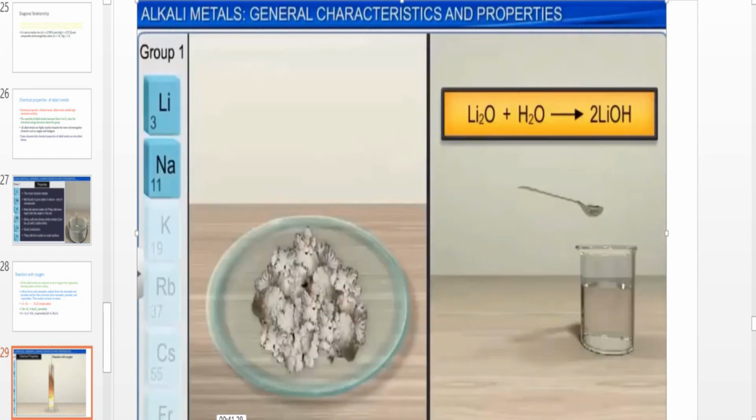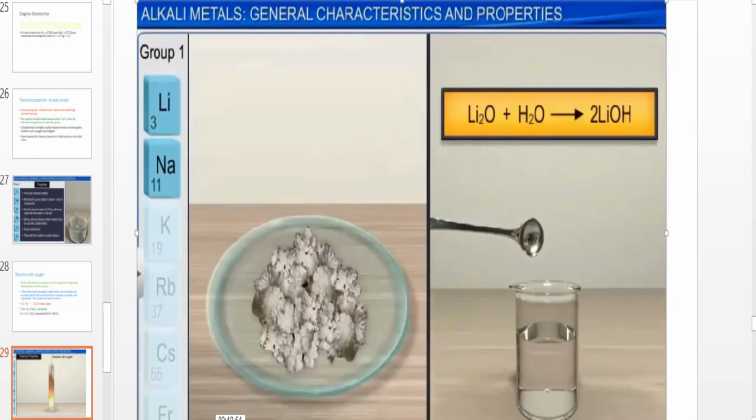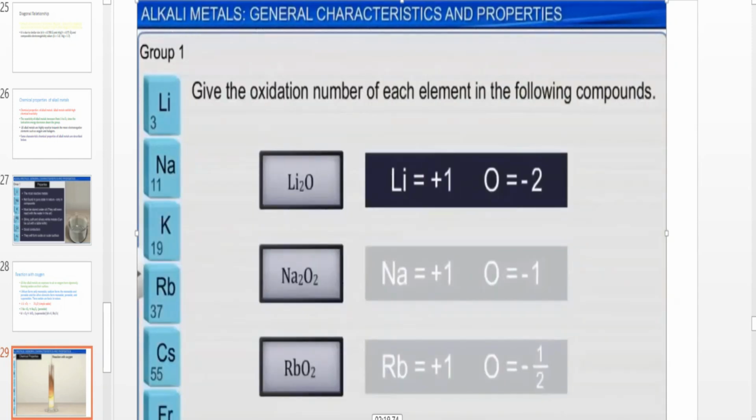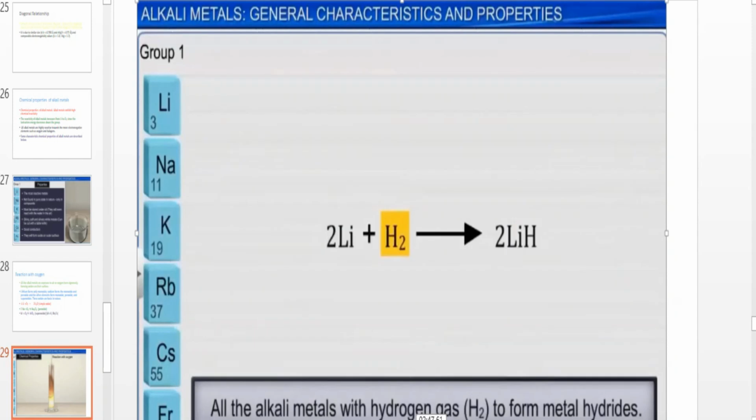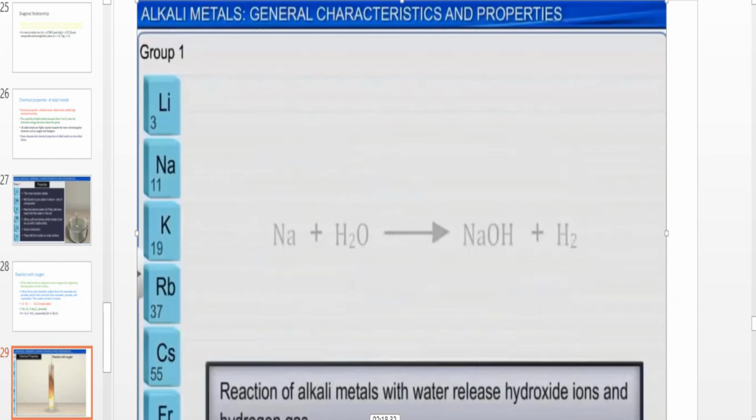When lithium oxide reacts with water, it gives lithium hydroxide, whereas the other alkali metals react with water to give their hydroxides. Sodium reacts with water to give sodium hydroxide, and hydrogen gas is liberated.